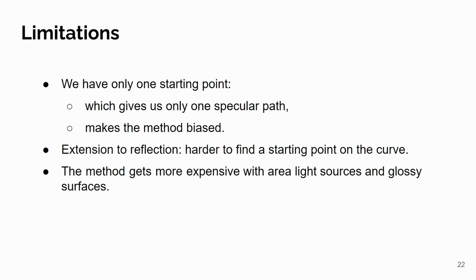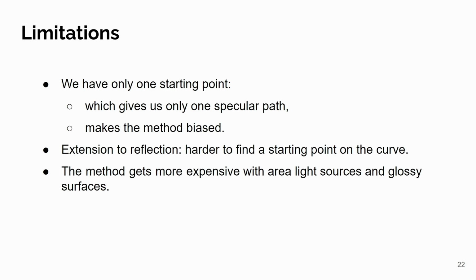So we have some limitations, and we have only one starting point. And as I mentioned before, there are some cases with more complicated scenes where we can have more than one path. In our case, we're only finding one path, which makes our method also biased.